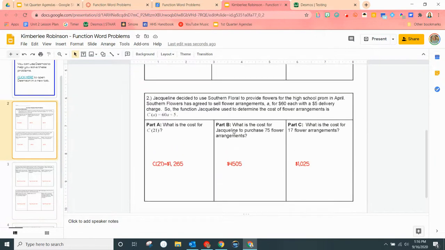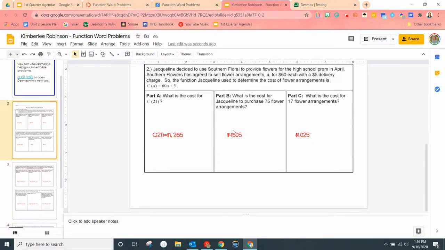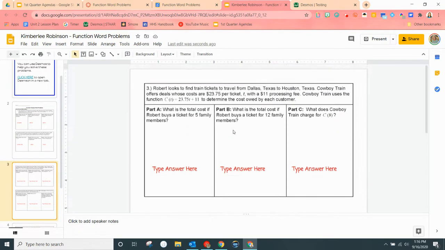Okay, here's another one. Whoops. Let me go back to number 3, please. Robert looks to find train tickets to travel from Dallas, Texas to Houston. Cowboy train. Who takes trains anymore, really? I don't know. Cowboy train. I've wanted to take a train ride, but never had the opportunity. Squirrel. I'm chasing squirrels again.